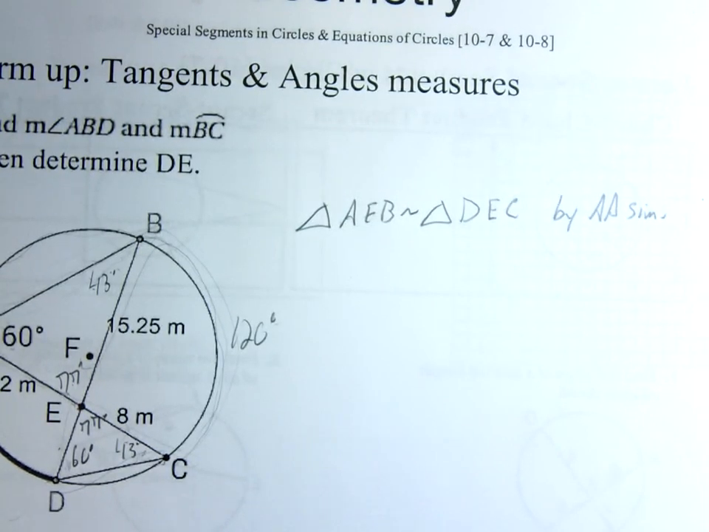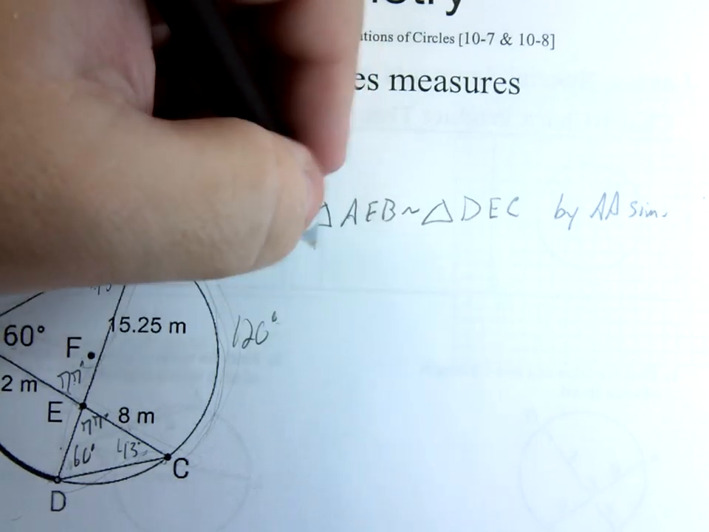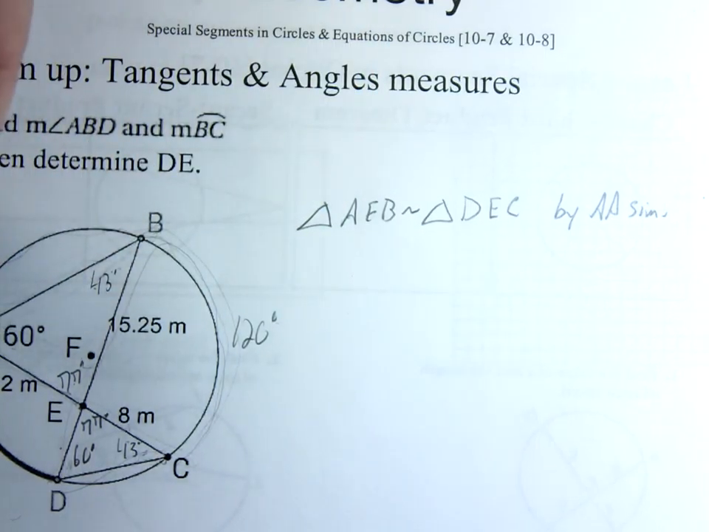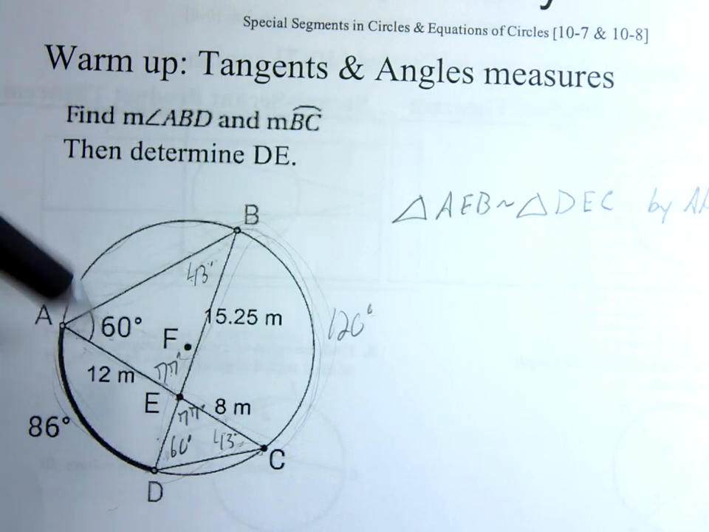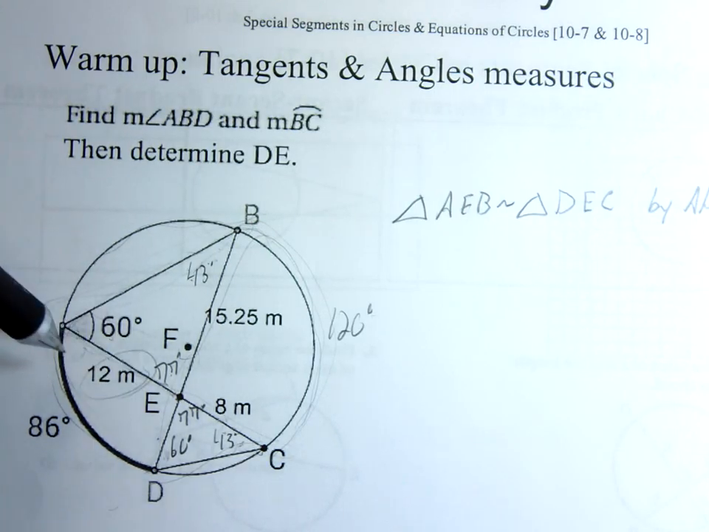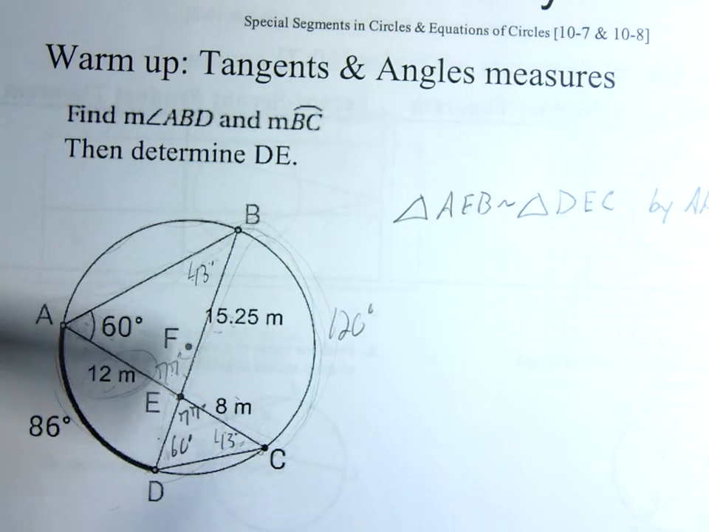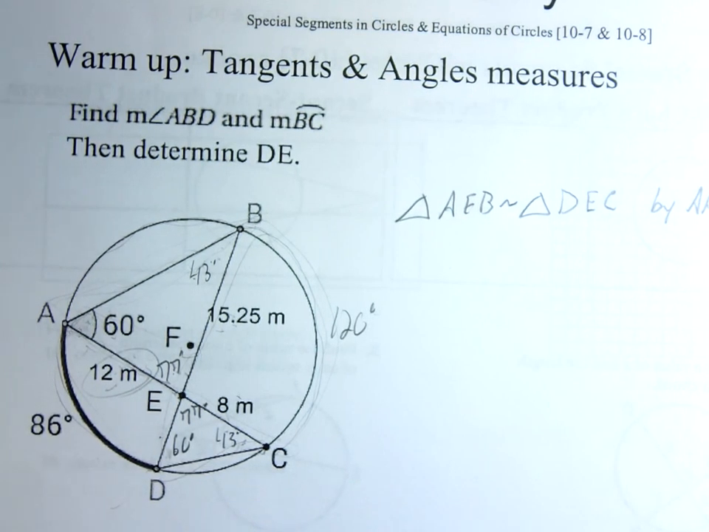And if they're similar, what can we say about their sides? That means we can set up a ratio, a proportion of their sides. Let's go ahead and do that now. What will the 12 compare to? You want to think it's the 8, but look carefully. 12 compares to 15.25. You could do that. Michelle's comparing two legs in one triangle to two legs in the other triangle. That's totally fine to do. Let's do that.